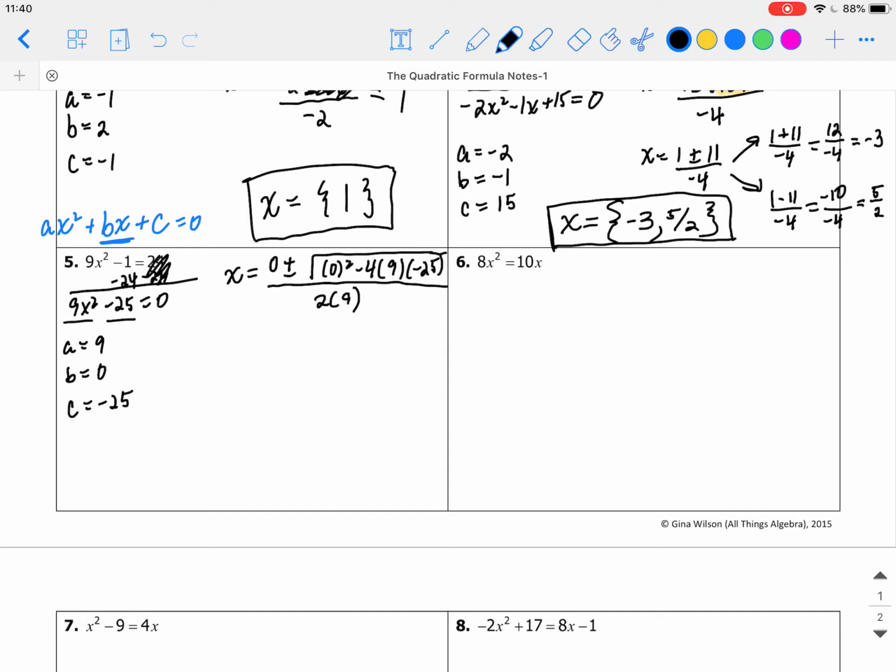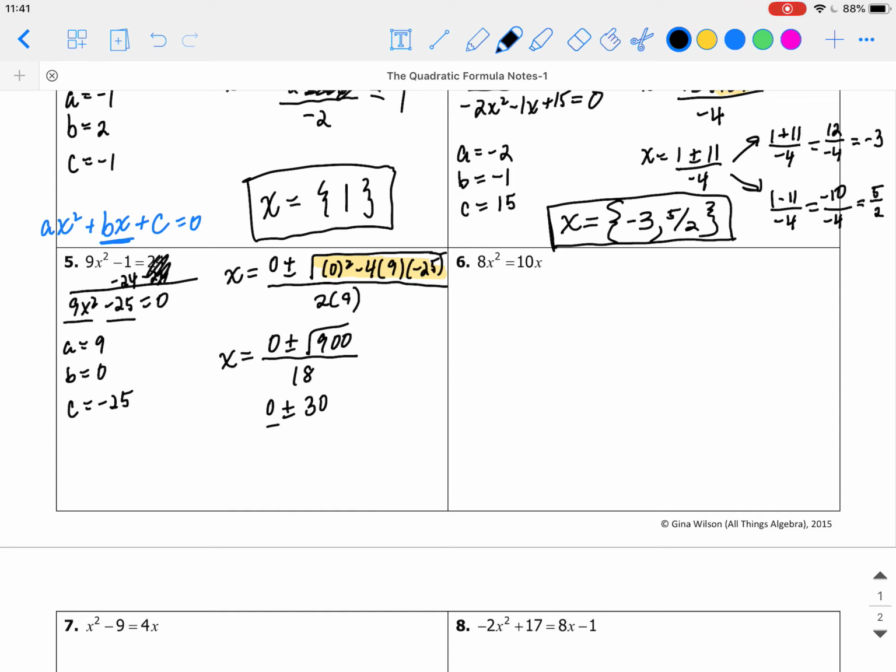Okay, let's go ahead. Let's simplify this. So we know that we can simplify this. This will give me 900. So I have 0 plus or minus the square root of 900 all over, and 2 times 9 gives me 18. Okay, so the square root of 900 is really nice. That's also perfect. That will give us 30.